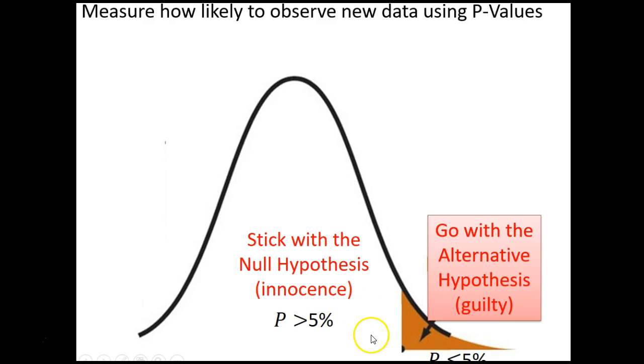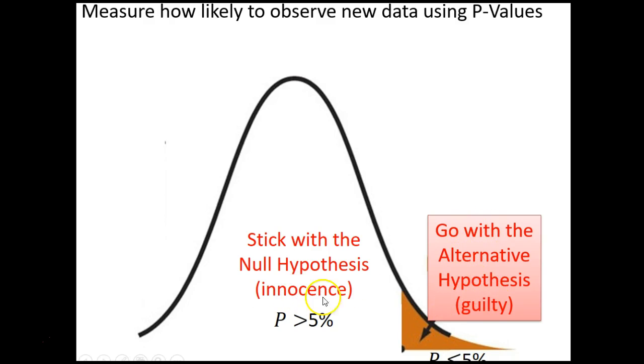That was at step one. We have to come up with a critical value, and a common one is 5%. All right, so I'm going to say that if the probability of seeing all these things is greater than 5%, then I'm going to just stick with the null hypothesis. However, if my p-value is less than 5%, I'm going to go with the alternative hypothesis.